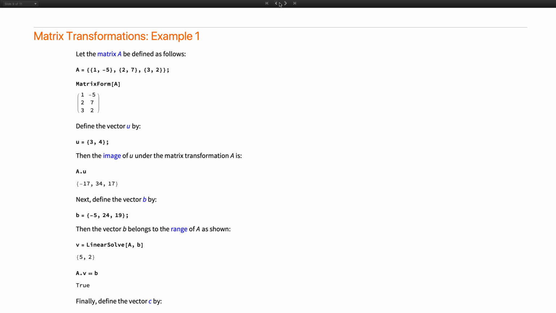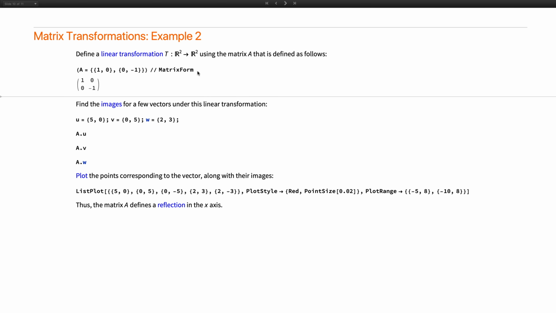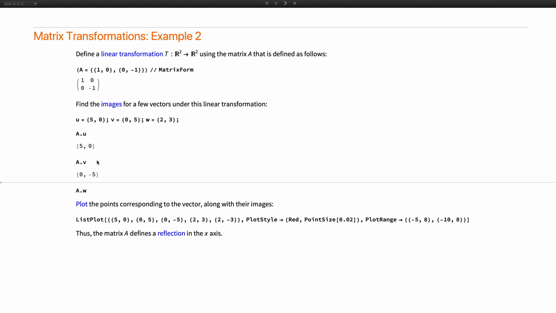And a second example here is a very simple matrix. It's got entries 1, 0 and 0, -1. So let's see what happens if you try and find the images of a few vectors under this transformation. So let's take 3 vectors u, v and w. U is 5, 0. If you apply A to it, you get back 5, 0, just the same vector. If you apply 0, 5, you get back 0, -5. If you apply 2, 3, you get back 2, -3.